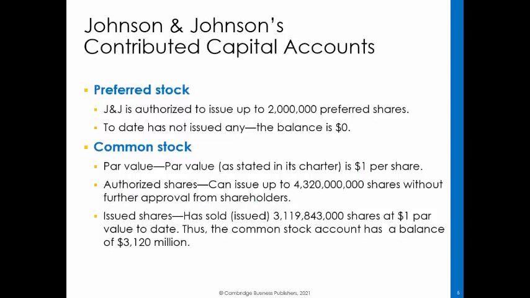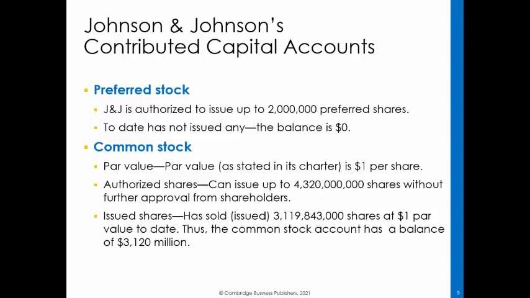There are two types of stockholders' equity accounts: contributed capital and earned capital. Contributed capital is the net funding a company receives from issuing and reacquiring its shares. This is the funds received from issuing shares less any funds paid to repurchase such shares. Johnson & Johnson is authorized to issue up to 2 million preferred shares, but to date has not issued any, so the balance is zero.